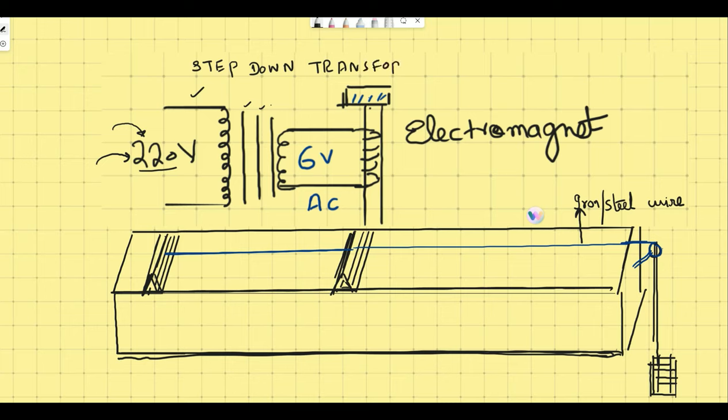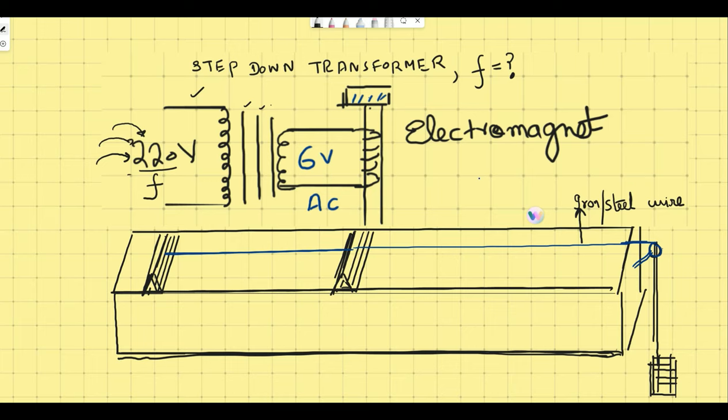What is its job? It converts the AC voltage. It cannot convert DC voltage. So the voltage which is coming from the 220 volt side, this is the frequency we have to find. The frequency of the AC voltage is what we have to find. So our aim is to find the frequency of the AC voltage. This AC voltage comes at 220 volts.